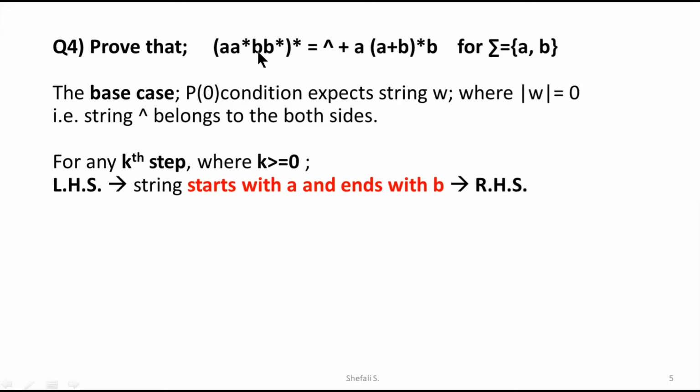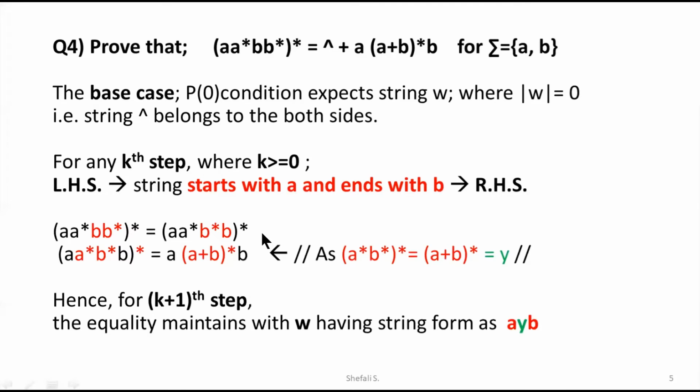So this star and this star do not have any relevance. When the group of B star is taken out, it claims that at least one A should be there and at least one B should be there. So in that case, the string necessarily starts with A and ends with B. In both cases, the string in the LHS starts with A and ends with B. And as for your right hand side, which is the OR condition for your expansion, it starts with A and ends with B. So I think for the kth step, the satisfaction is there with the description.